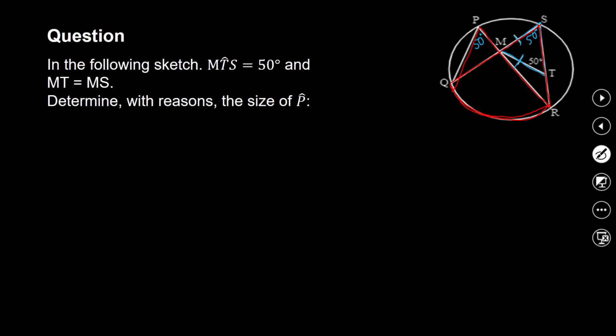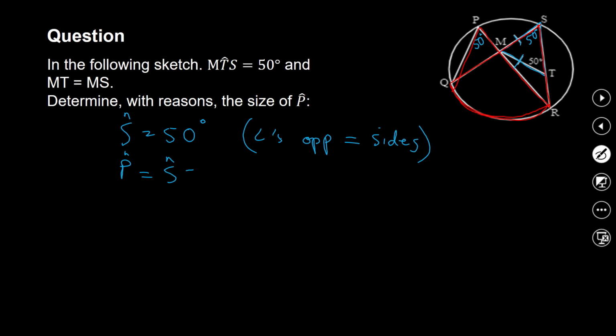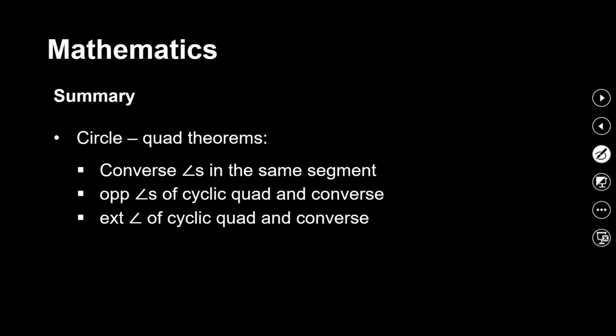And then determine with reasons the size of P. So already I will start by saying S is 50 degrees. My reason for this will be angles opposite equal sides. And since I know that, I will then say that P is equal to S, which is equal to 50 degrees, and this will be angles in the same segment, right? And then voila, I've done that particular part.